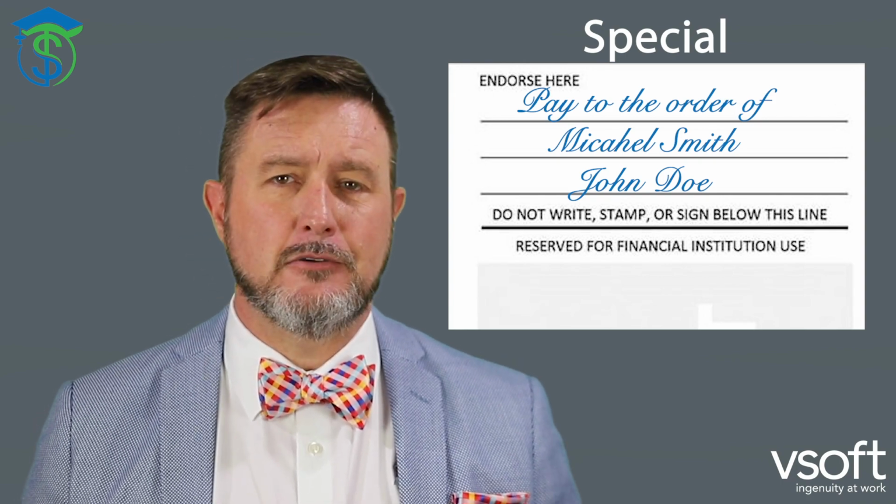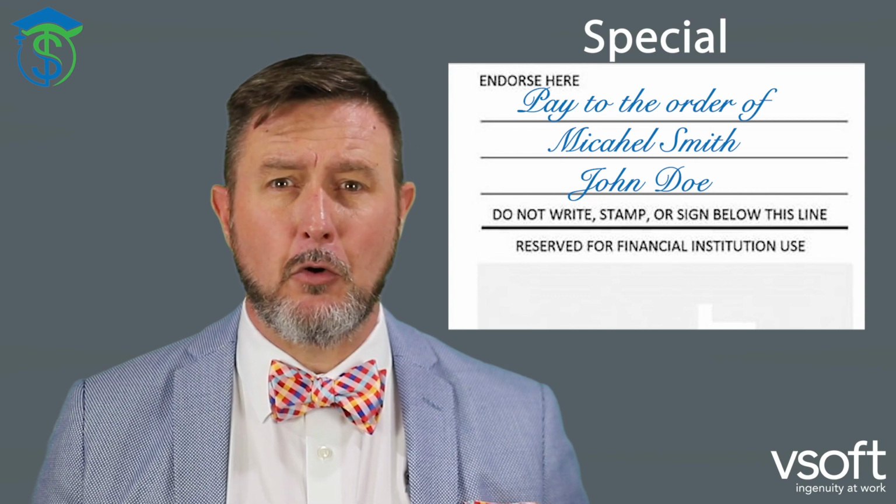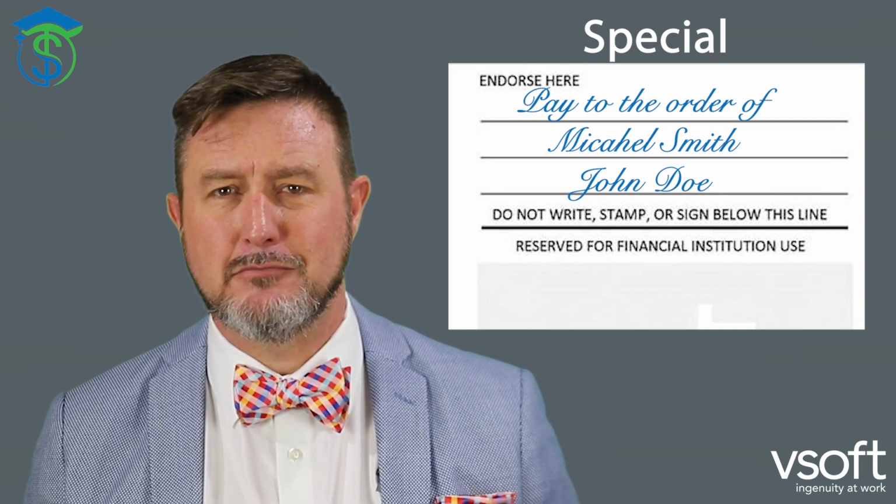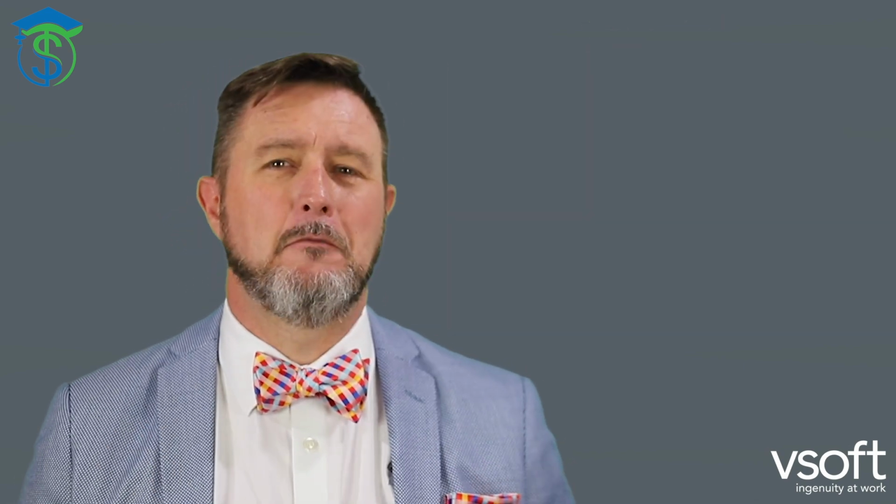Now let's say you're John Doe. Then you, John Doe, write pay to the order of Michael Smith and then also sign your name, John Doe. Got it? All right, hope so.